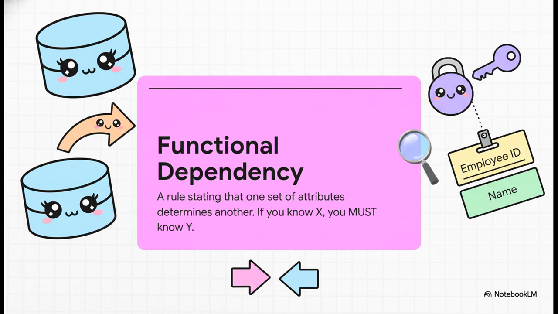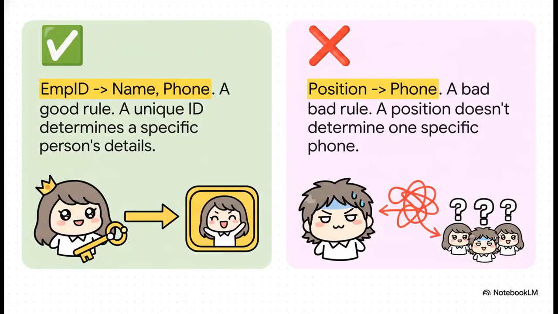For example, if you know a unique employee ID, you have to know their specific name. That's a functional dependency. And this shows the difference between a good rule and a bad one perfectly. The rule on the left, employee ID determines name and phone, that's solid. It makes sense. There's only one name for employee E9999. But the rule on the right, position determines phone, that's a weak rule. Knowing someone is a sales rep doesn't tell you their specific phone number, right? There could be dozens of sales reps. So our goal is to find these good, strong rules and build our database around them.